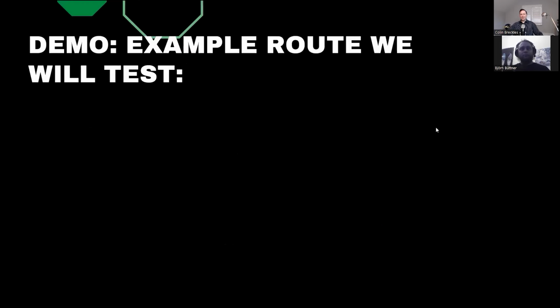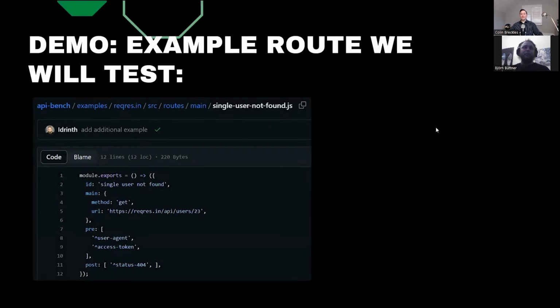Nice. So you'll give us a demo at this point. What are we going to take a look at in this demo? In this demo, we'll have a look at an example API. In this case, it is the API of regress.in, which is a test API.